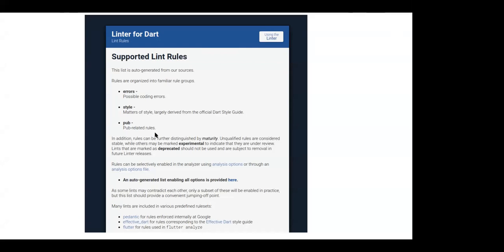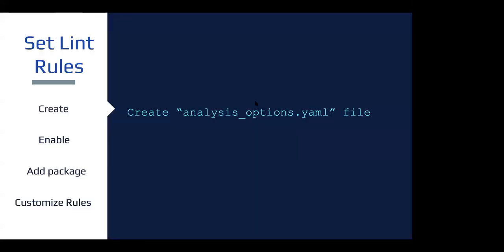Sorry about that. So these are some of the rules that we already have: the errors and the style guide rules, mostly about the style that you want to experience as a team. Then there are the pub related rules. These ones are for the packages and everything like that. If you want to customize these rules, you can find a list of all of these compiled rules by the Dart team in this page for lint rules. I'll share this link with you so that you can check them later. I will as well show you how to set them in Flutter.